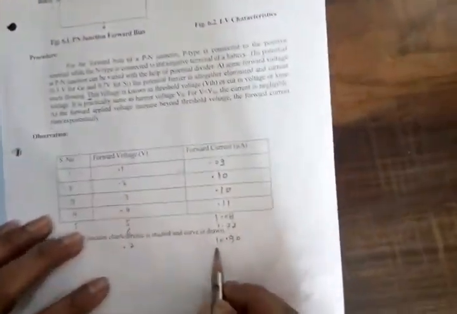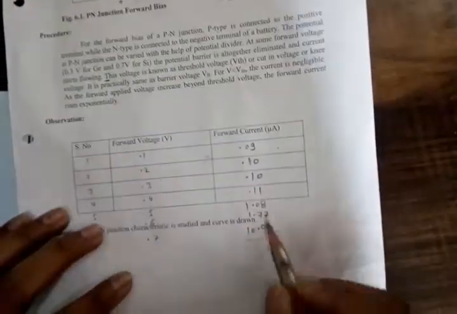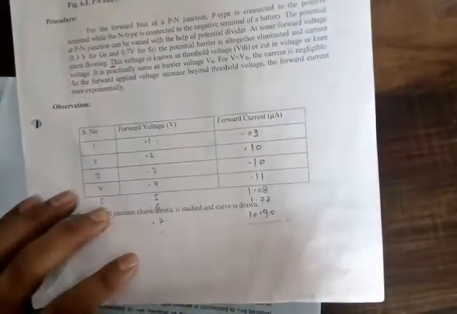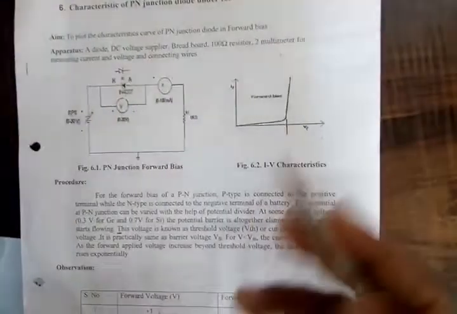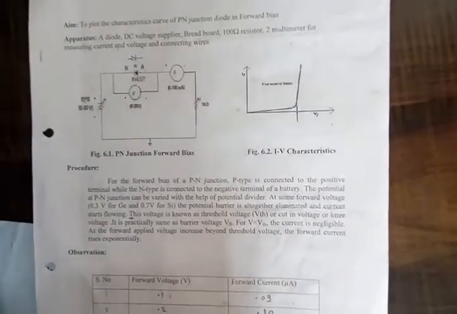So here we can use these values of 0.1 to 0.7 and accordingly we have the respective current, and if we plot the graph it will come out like this. With respect to this we are able to find out our forward biasing characteristics.